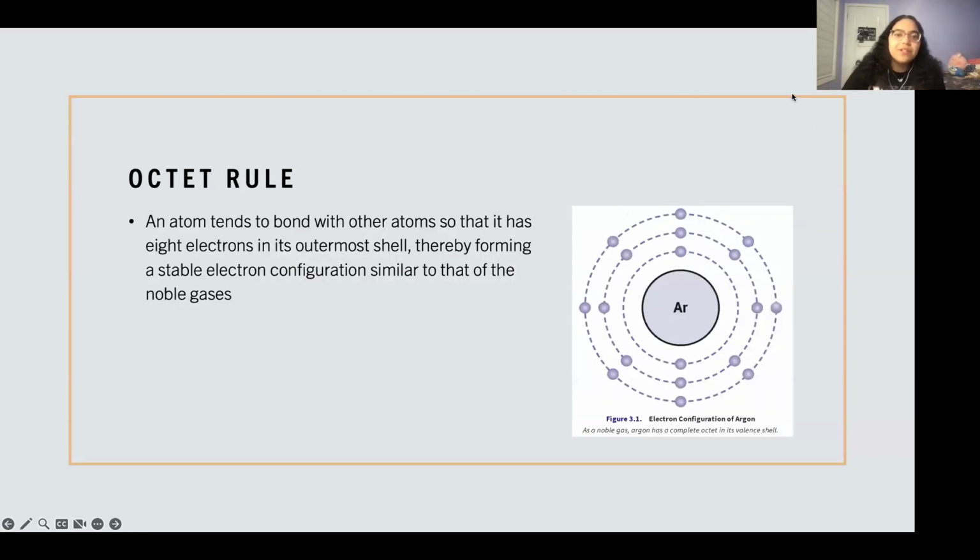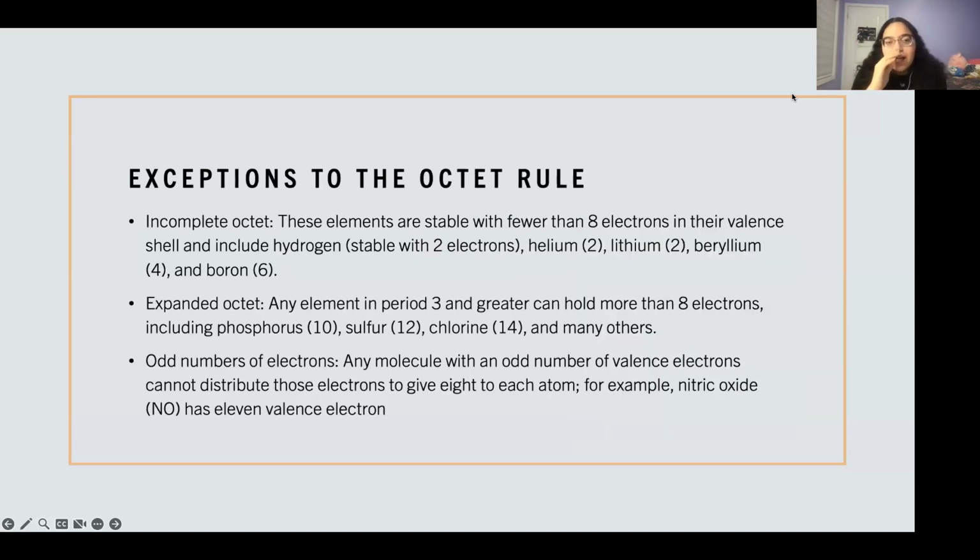The octet rule that I mentioned earlier: atoms tend to bond with other atoms so that they have 8 electrons in the outermost shell, and so they form a stable electron configuration like the noble gases. So argon, a noble gas there. The innermost shell will have 2, and then after that it's 8 and 8. There are some exceptions though for incomplete octets. Some elements are stable with fewer than 8 electrons in their valence shell, so hydrogen and helium will have 2, since the innermost shell usually just holds 2 electrons. Lithium with 2, beryllium 4, and boron 6.